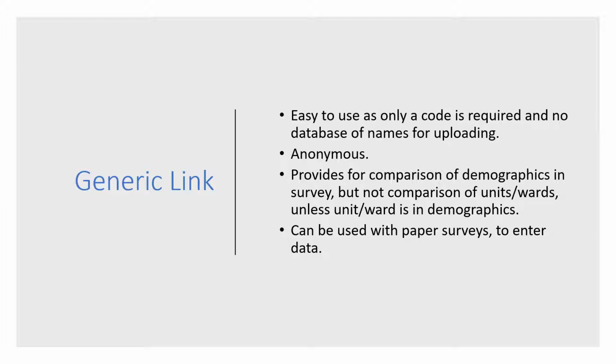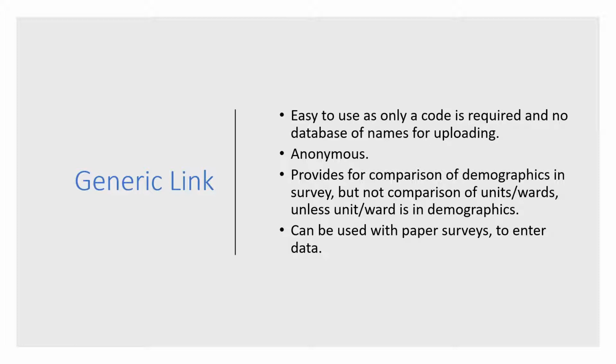This generic link is another method for survey distribution and data collection. It is easy to use as it does not require the employee to enter any data. It is probably the second most commonly used next to the email process. It is anonymous, and thus we will not be able to do some of the deeper analysis that we can do with the previous 2 methods of survey distribution.